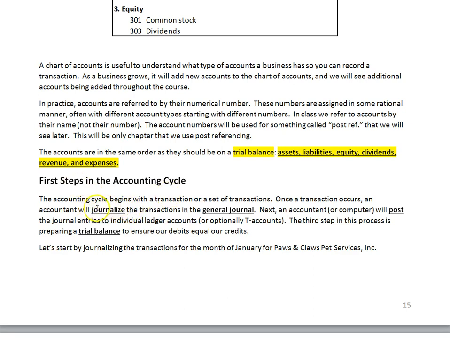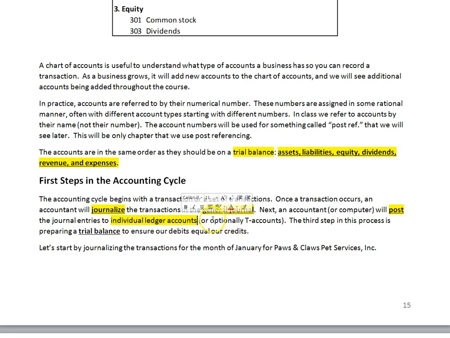All right, first steps in the accounting process. So first a transaction occurs. Once that occurs, we're going to journalize the transaction. We're going to journalize it in something called the general journal. These are all electronic nowadays. They used to be on paper and it was called a general journal. Now it's still called a general journal. It's just electronic. Next, we will post the ones that we journalize to their individual ledger accounts.